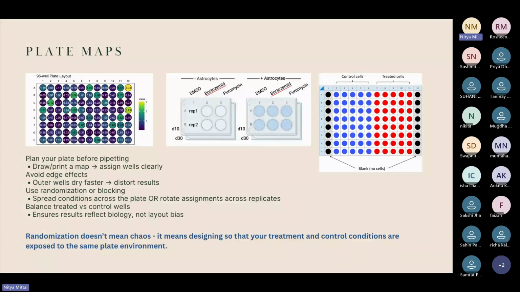And there is software where you can just plug in quantities, okay, I have this many cell types, this many conditions, and it puts them in a randomized way on my plate map. It is a lot more work to do manually, but this gives you the best results. It makes sure that your results are reflecting biology and not bias.